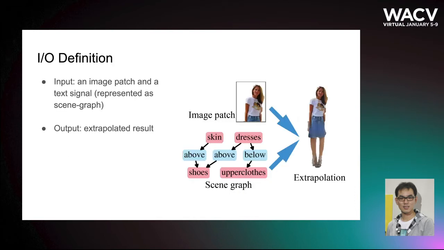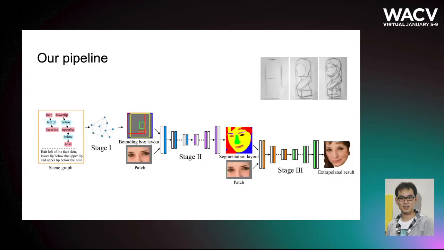There are two inputs to our model. One is a target image patch, and the other one is a text signal, which is representing a scene graph containing object parts to be extrapolated and their spatial relationships. The output is extrapolated results. Inspired by human drawing techniques, we propose a progressive generating model of three stages: generating a coarse bounding box layout, refining it to a finer segmentation layout, and mapping the layout to a realistic output.